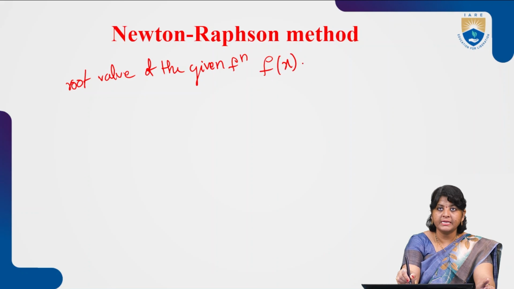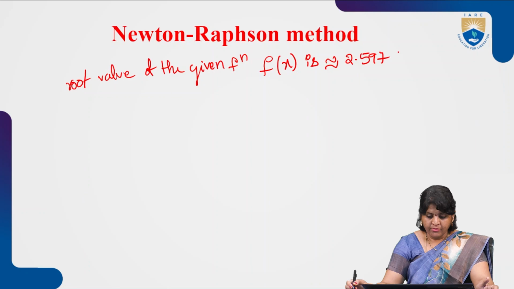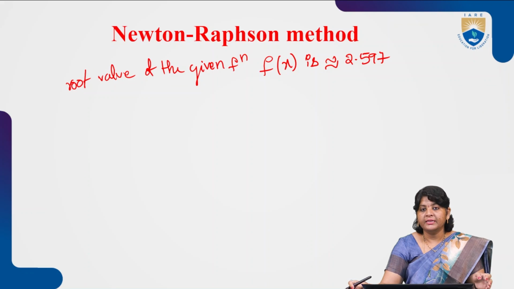So now we can conclude that the root value of the given function f of x is approximately equal to 2.597 up to 3 decimals. This is up to 3 decimals. If you take up to 2 decimals, for the second iteration itself we got the value as 2.59. As the decimals increase, the iterations might increase.